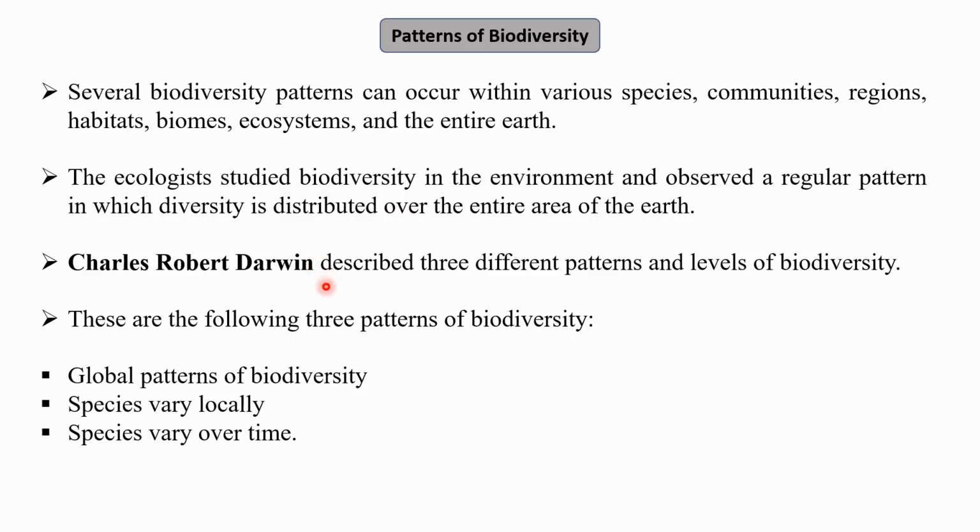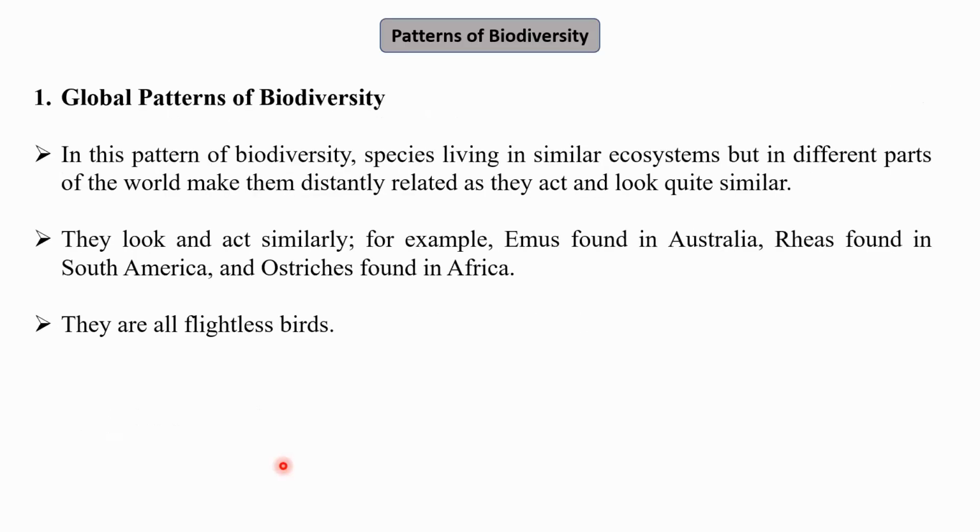According to Charles Darwin, there are the following three patterns of biodiversity. The first is the global patterns of biodiversity. Second is that species vary locally. And third is that species vary over time. So in today's lecture, we will learn about these different patterns of biodiversity one by one. Starting with, firstly, the global patterns of biodiversity.